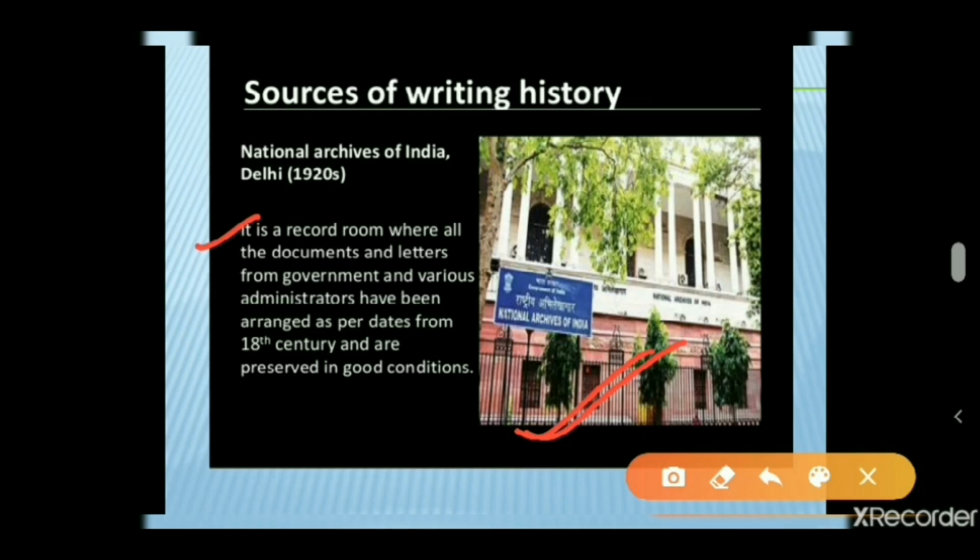Now children, letters and memos that moved from one branch of the administration to another in the early years of the 19th century can still be read in these archives. So you can also find all the records of the 18th century arranged as per the dates in these archives.